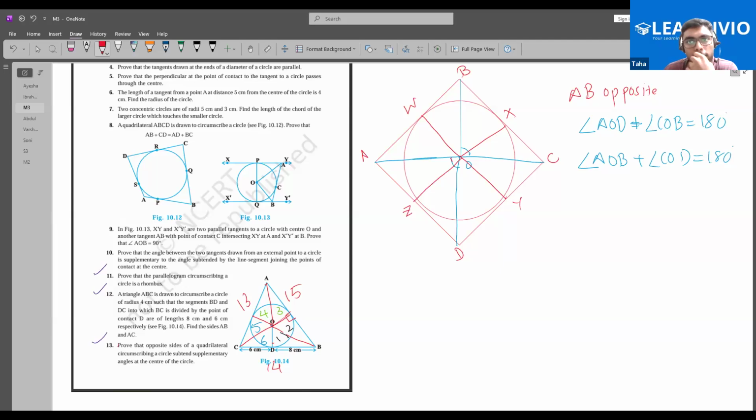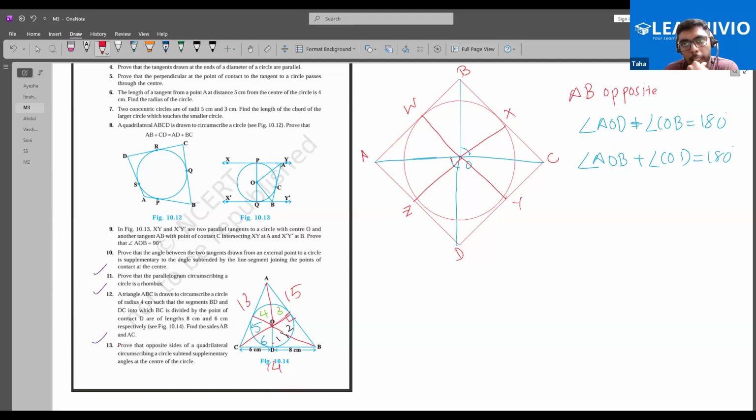You can say angle DOY plus angle DOZ are equal. Similarly we can prove all are equal, and like the way we prove a parallelogram is a rhombus, we can add everything and prove it is supplementary.